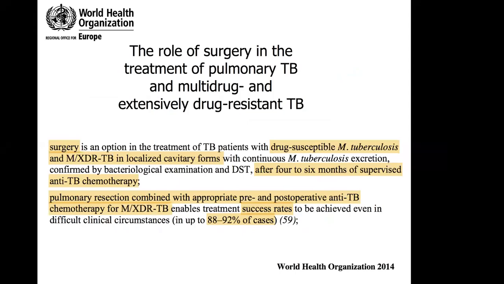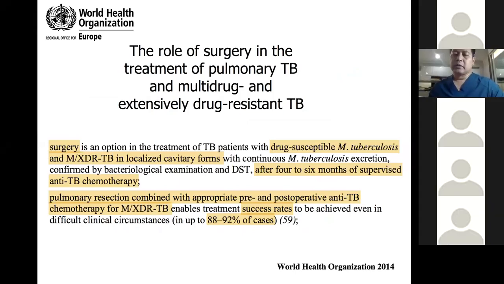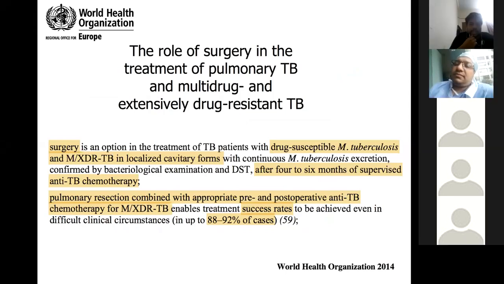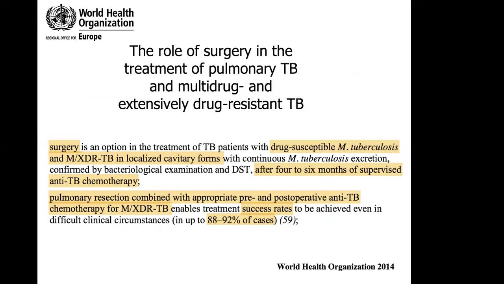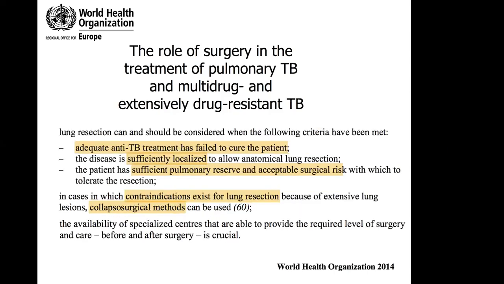So surgery is very important as an adjunct to medical management of TB. It is an option for drug-susceptible TB and multi-drug-resistant or extremely drug-resistant TB, which is localized. And it's important to have 4 to 6 months of supervised anti-TB chemotherapy combined with pulmonary resection, so the success rate increases to about 88 to 92%.